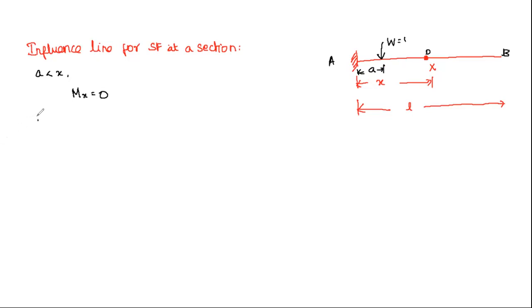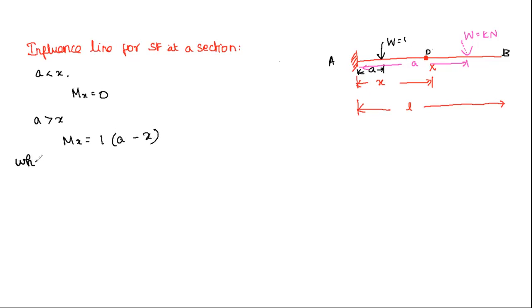So then next moving on to the second condition, A is greater than X. Now we are placing the load here, W equal to 1 kilonewton. Now what will be the A? So this one will be the A. So now taking moment about X. So Mx is equal to 1 into, we are taking moment about this point. So it will be 1 into A minus X.